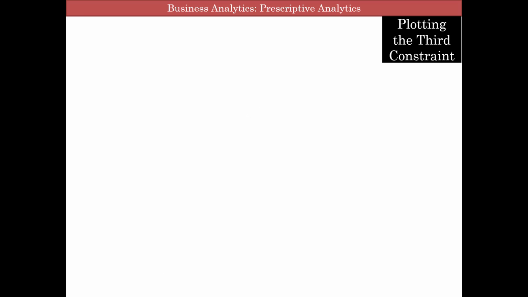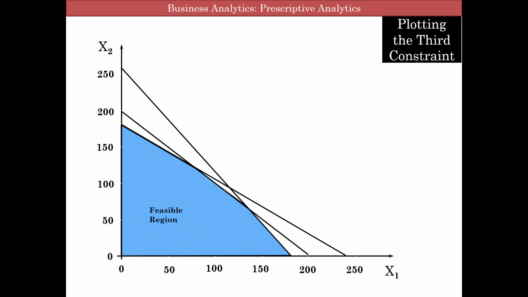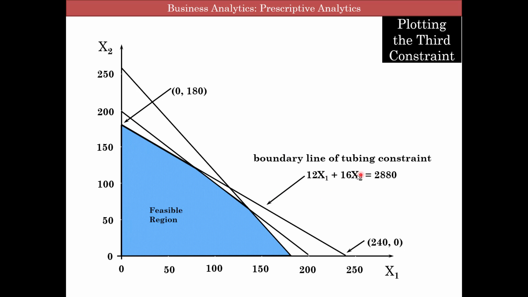And now let's put the third constraint. So the third constraint now looks at the tubing constraint. Again, put x2 is equal to 0. x1 is 2880 divided by 12, that's 240. And x2 is 2880 divided by 16, which is 180. And you get that. And again, you're looking at the less than line. So here is the feasible region here. Again, this one is no longer feasible. Anything in the white is no longer feasible. The blue region is feasible.